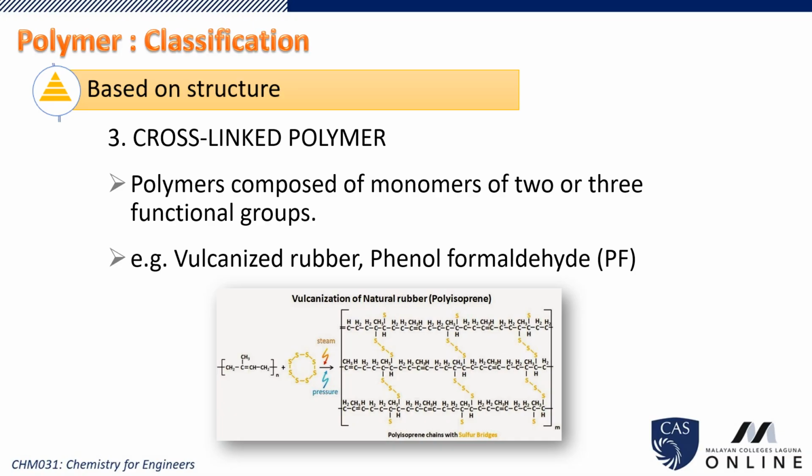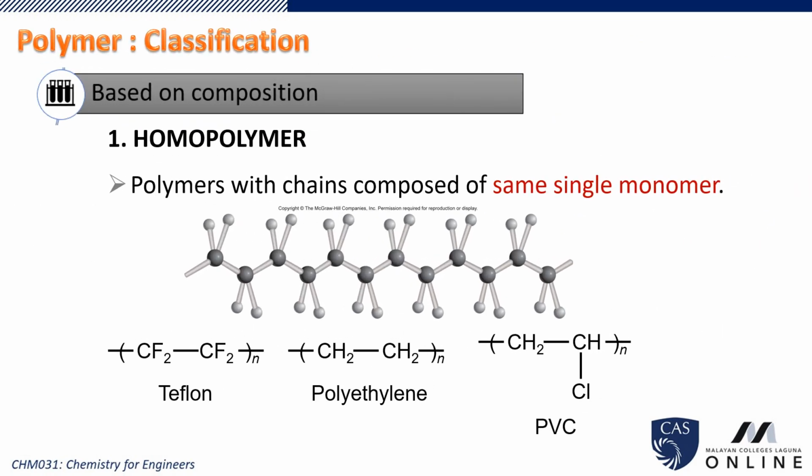The next type is cross-linked polymers, and these polymers have chains connected by covalent bonds, forming a network. Examples include vulcanized rubber and phenol formaldehyde. These structures are rigid and resistant to deformation. For the structural complexity of cross-linked polymers, cross-linking creates complex three-dimensional structures, and this significantly affects mechanical strength and thermal stability.